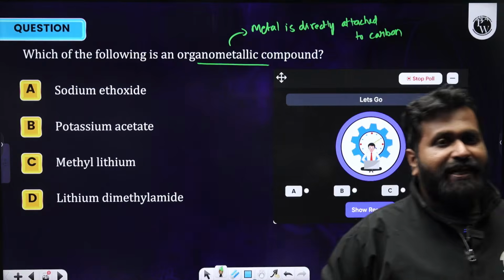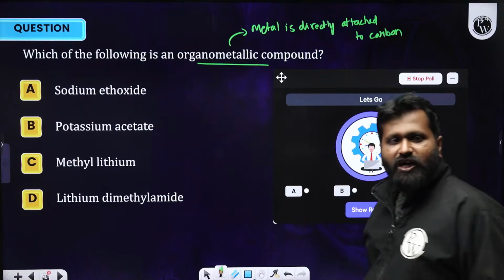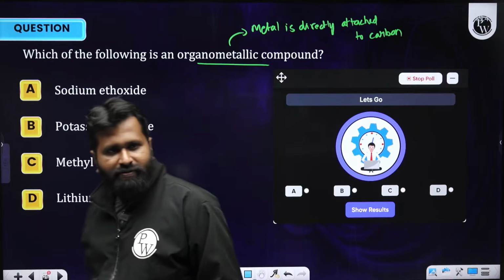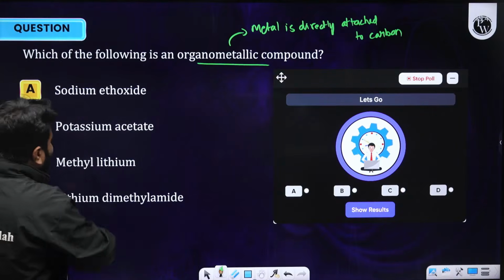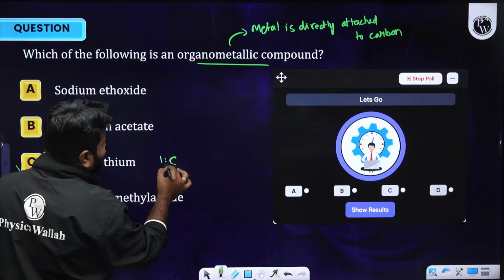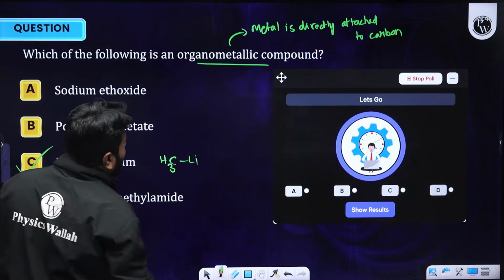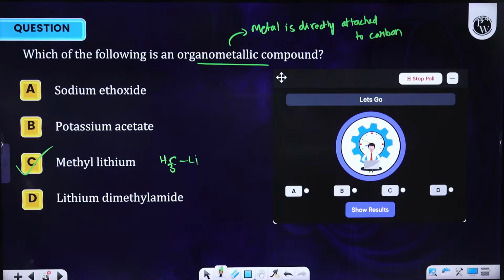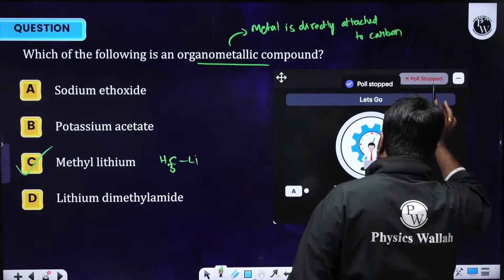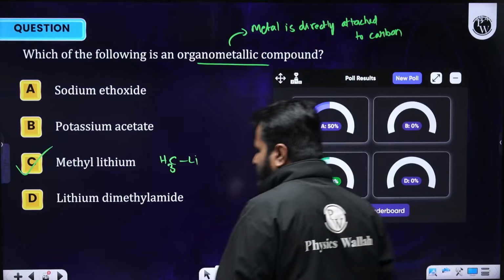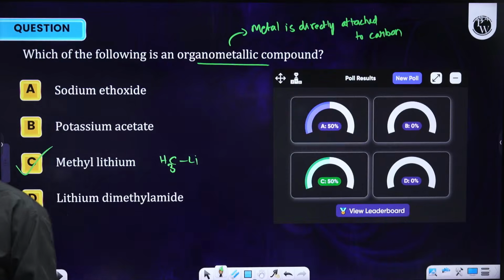Ethane is sp3 hybridized, tetrahedral, not linear. What is the correct answer? Methyl lithium, CH3Li. The metal is directly attached to carbon. From now onwards, please remember this for the question: which of the following is an organometallic compound? Methyl lithium is an organometallic compound.